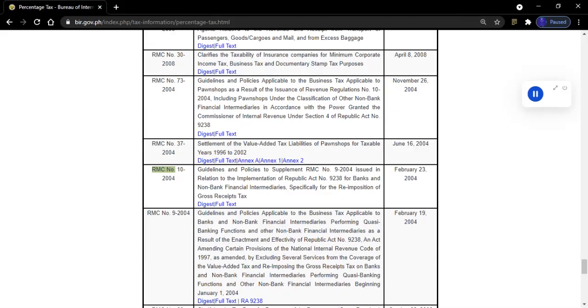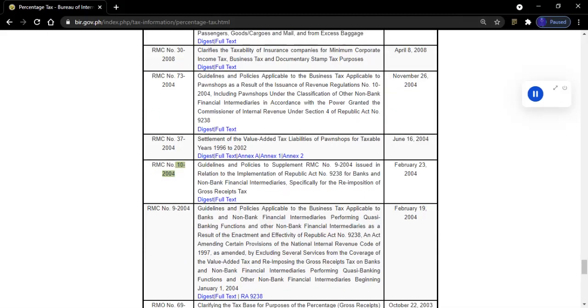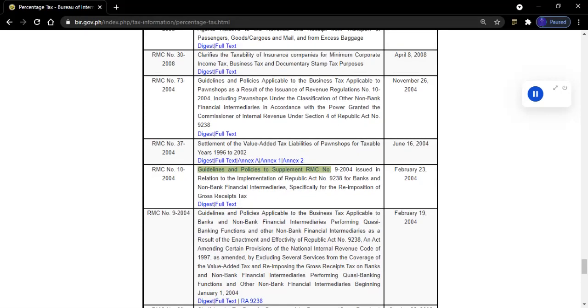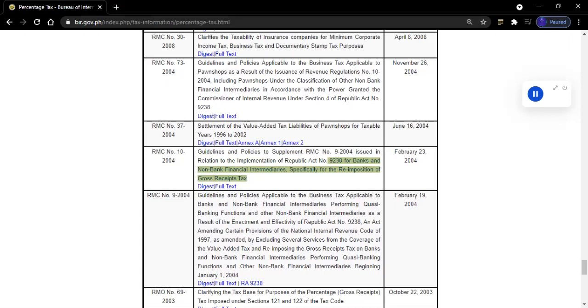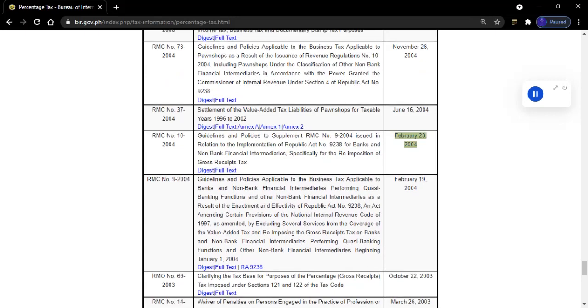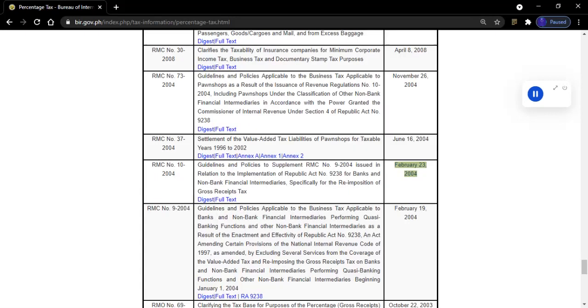RMC No. 10-2004. Guidelines and policies to supplement RMC No. 9-2004 issued in relation to the implementation of Republic Act No. 9238 for banks and non-bank financial intermediaries, specifically for the reimposition of gross receipts tax. Digest. Full text. February 23, 2004.